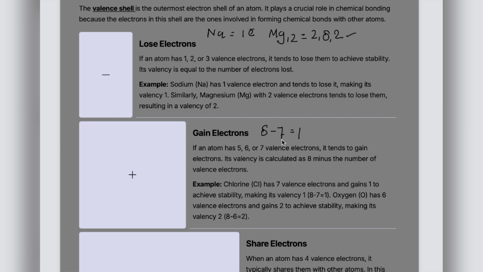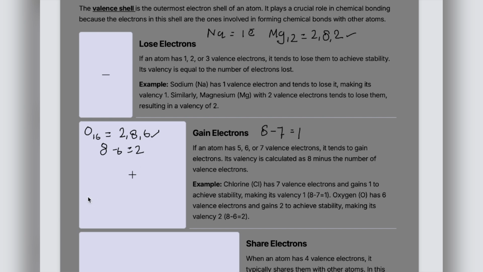Like in the case of oxygen, its atomic number is 8. So its electronic configuration will be 2, 6. So there are 6 electrons in the valence shell. Then how do we calculate its valency? 8 minus 6 is equal to 2. So its valency will be 2.